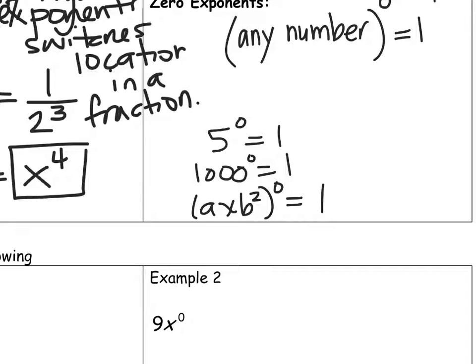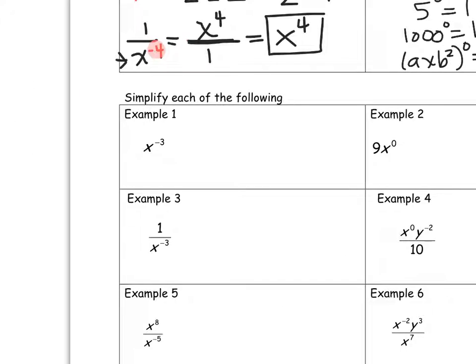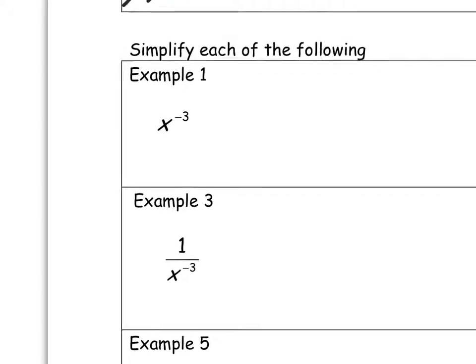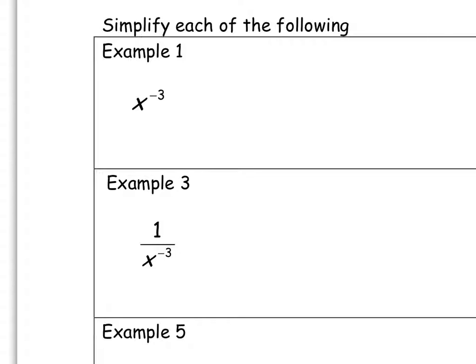All right, so let's do some examples. Simplify each of the following. This first one, we have a negative exponent. And we know a negative exponent switches places in the fraction. This is not a fraction, so I want to make it a fraction by putting it over 1. And since that exponent is negative, this whole thing x to the negative 3rd is going to move to the denominator, and that's going to become positive. Now there's nothing left in the numerator, so I'll put a 1.